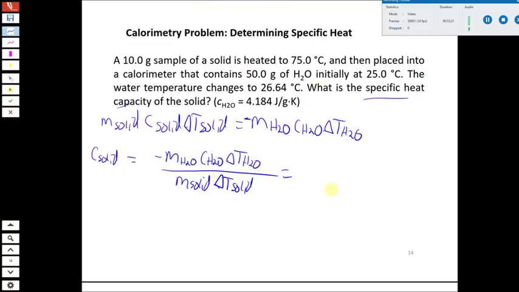All right, so we just start plugging in the things we know and figure out what we don't know. So the mass of water, we're told, is 50 grams. So we know the mass of water. That's this first term here. Heat capacity of water, we're telling you here, but you should know this one just to make sure you always have it when you need it. 4.184.